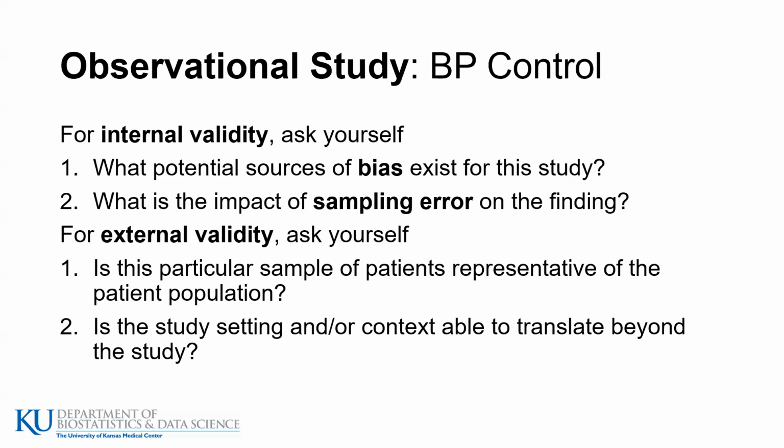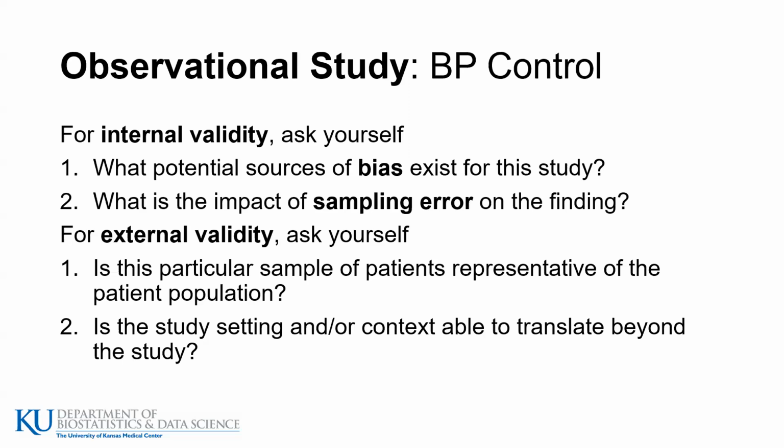So again, when we interpret the p-value, or when we interpret a test statistic, we're operating under the assumption that the random sample that we've taken from the population is representative of that population. So internal and external validity are very important here. In order to properly interpret the p-value, we need to ensure that we have internal validity in our study. So we need to know what potential sources of bias exist in this study and what is the impact of sampling error on that finding.